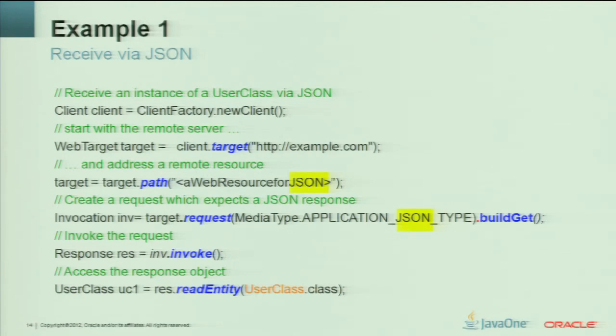And this basically is our invocation. And then we just invoke this method. And here we get a response. And we read the entity into a user class. And then we have the instance. That looks pretty simple, I would say. And here in this example, we see all the important concepts. We see the target, we see the path, we see the request, we see the method, we see the invocation, and we see reading the result. Now let's make this a little bit more simple.